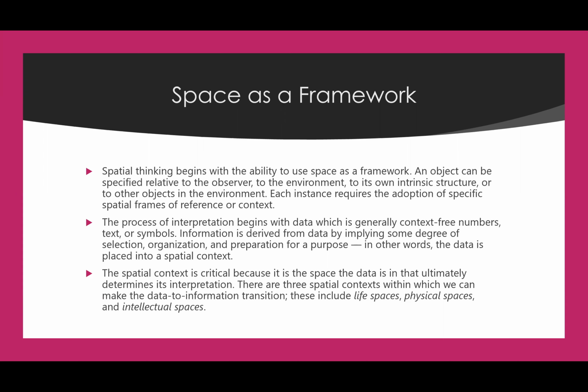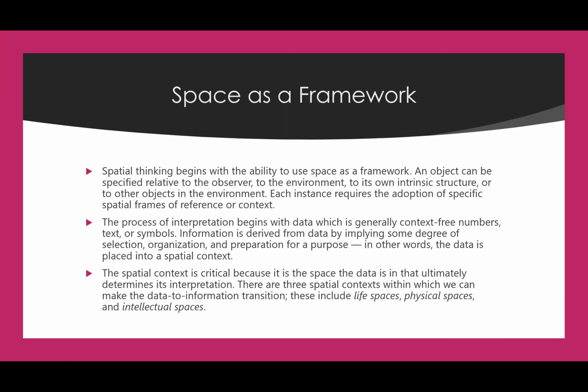And so the process of interpretation begins with data, which is generally context-free numbers, text, or symbols. There are characteristics that are associated with the objects and phenomena that we are looking at, whether they are place-based or phenomena like the social, political, and economic issues that we talked about. Information is derived from data by implying some degree of selection, organization, and preparation for a purpose. In other words, that means that the data are placed into a spatial context.